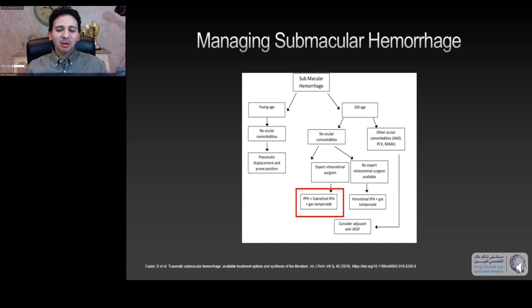I'm just joking. So looking at this in terms of age and in terms of the presence of comorbidities is very important. This is a patient who had no comorbidities in this eye other than her being a myope. We decided to perform a vitrectomy with a subretinal TPA injection and gas tamponade. This decision was made intraoperatively.